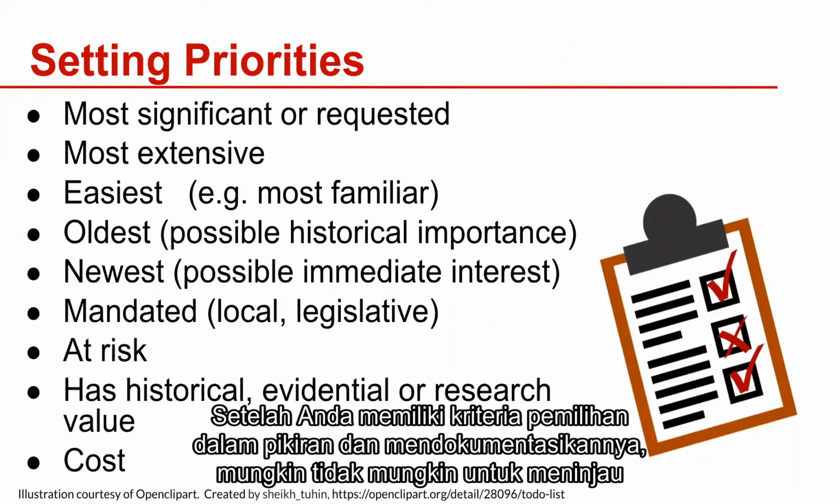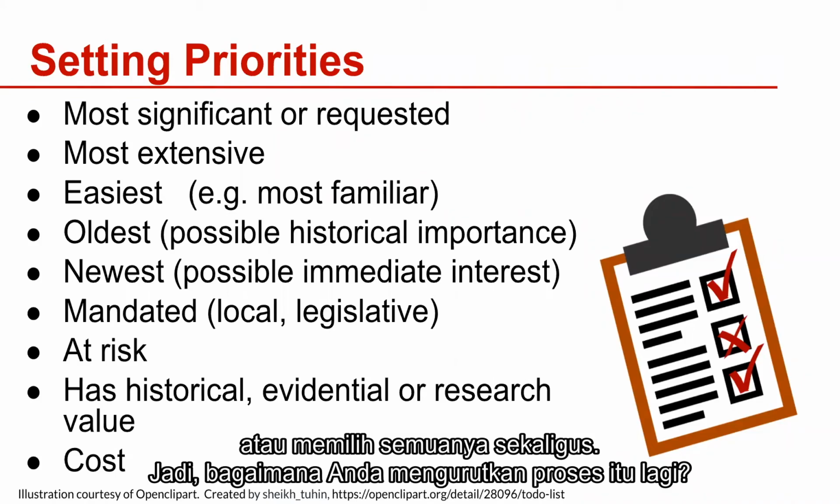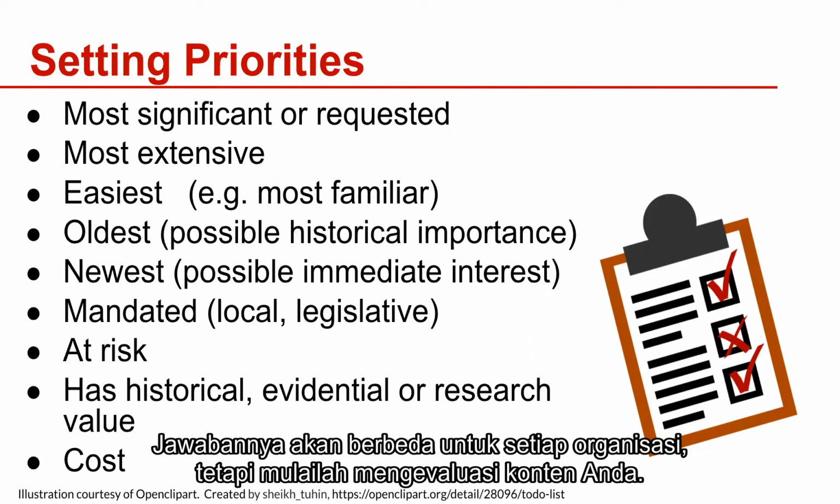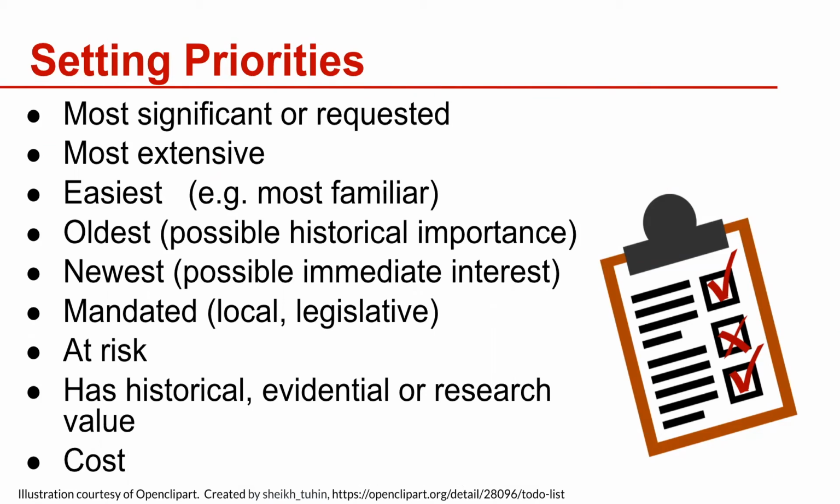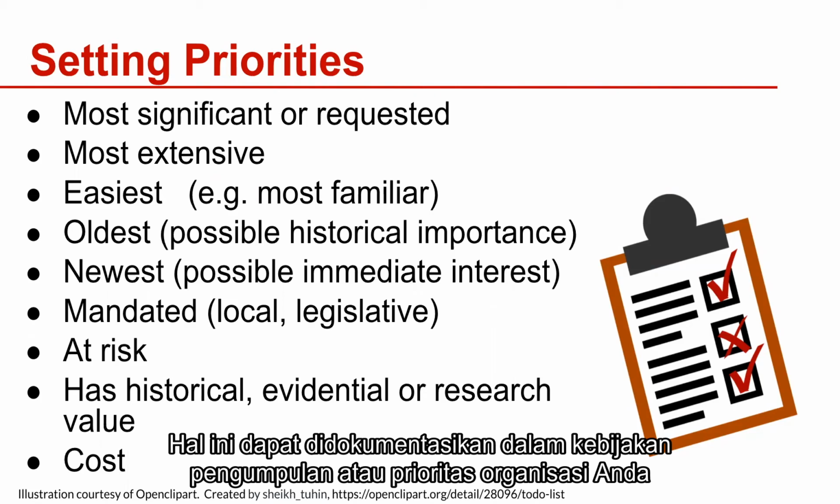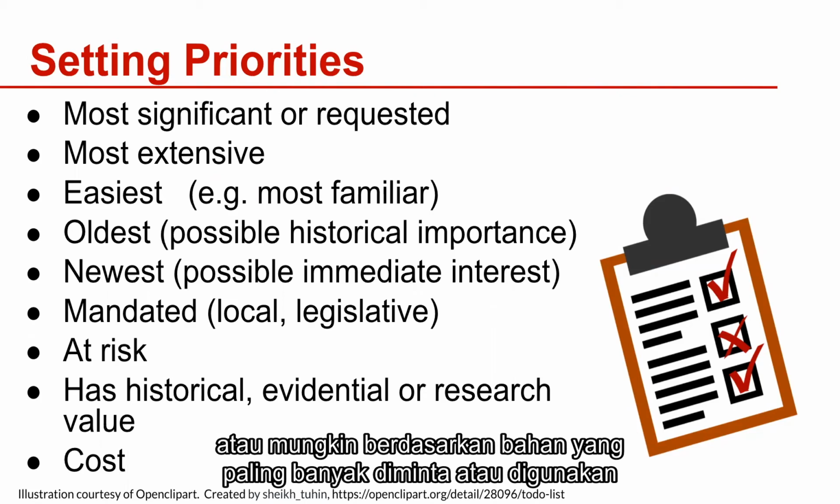Once you have your selection criteria in mind and documented, it may not be possible to review or select everything at once. So how might you sequence that process? Again, the answer will be different for each organization, but start evaluating your content. You should think about how to set priorities. Perhaps you want to focus on the most significant things for your organization. This may be documented in your collection policies or the priorities for your organization. Or perhaps it's based on the most requested or used materials.